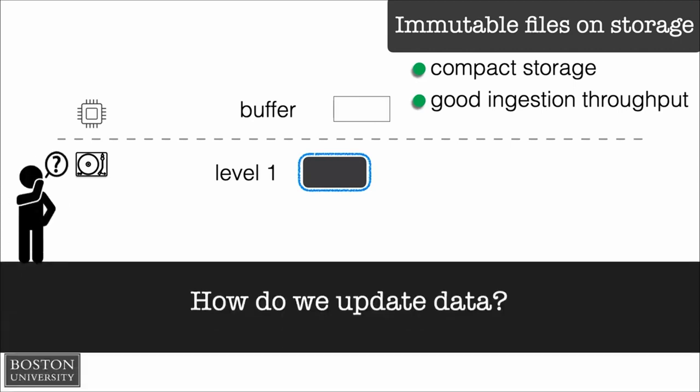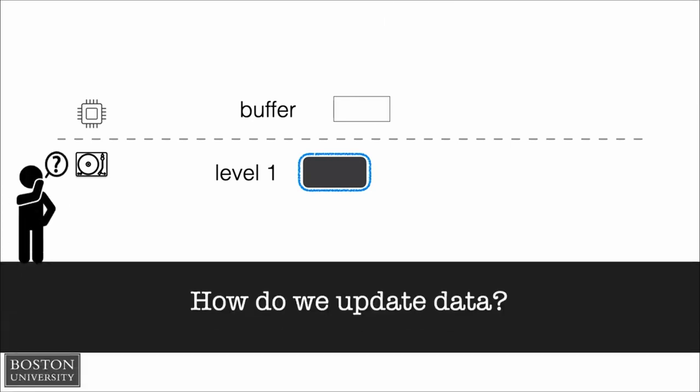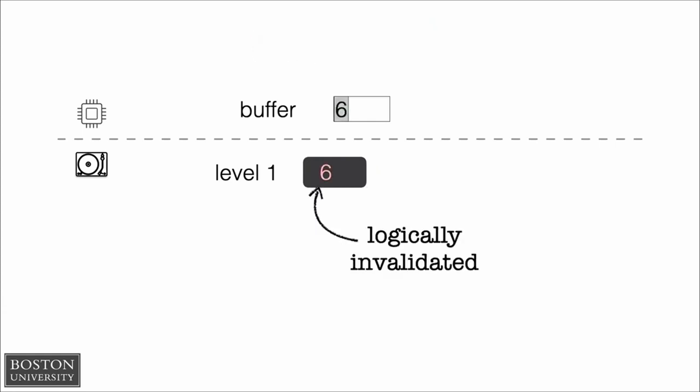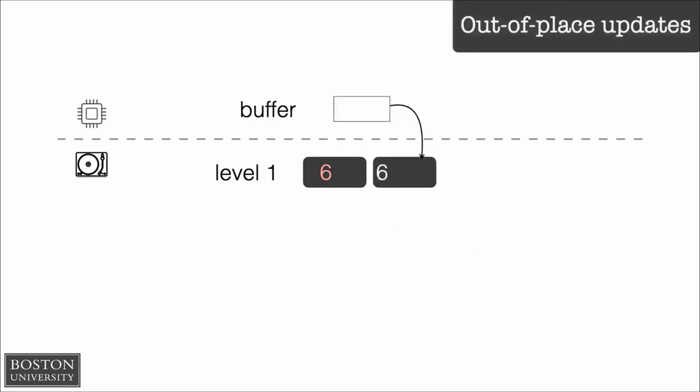Okay, now how do we update the data though? If we assume that we have a key value pair with key 6 over here, and we want to insert a new one, we simply put it into the memory buffer. The moment we put it into the memory buffer, it logically invalidates the existing entry in the storage, which was in the previously immutable file. When this buffer is full, we sort it and put it into the storage level, and now we have 2 sorted runs.